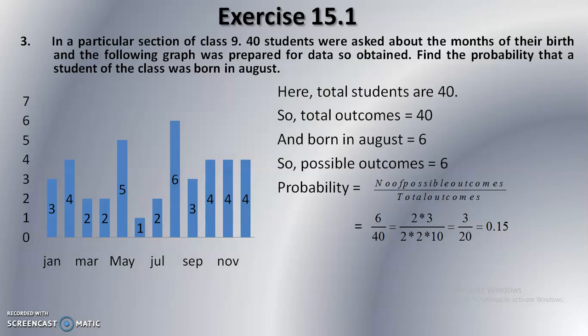equals, 2 threes are 6, 2 into 2 into 10 means 40, right? 2 twos are 4, 4 into 10 means 40. 2 cut. So the answer is 3 divided by 20 and ultimately 0.15. Got it?